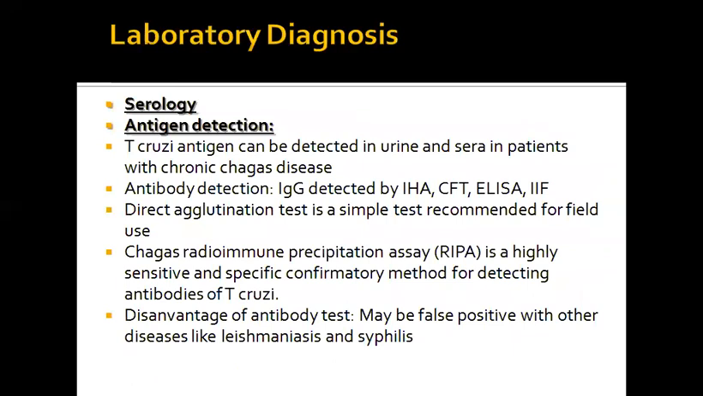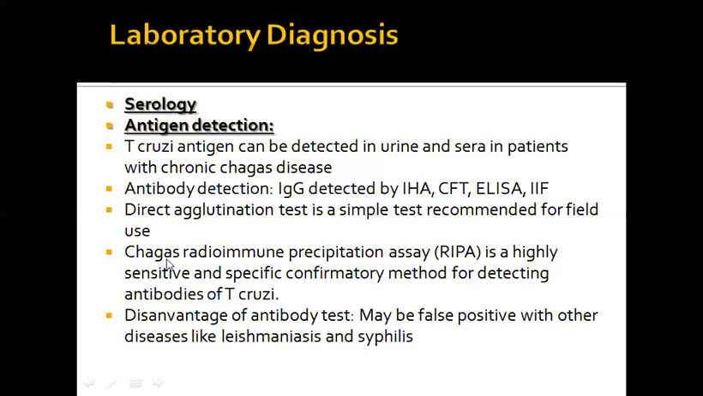Then next, coming to serology, we can have antigen detection. The Trypanosoma cruzi antigen can be detected in the urine and sera in patients with chronic Chagas disease. IgG antibodies can be detected by indirect hemagglutination, complement fixation test, ELISA, and indirect immunofluorescence. Direct agglutination test is a simple test recommended for field use. This is an agglutination test.